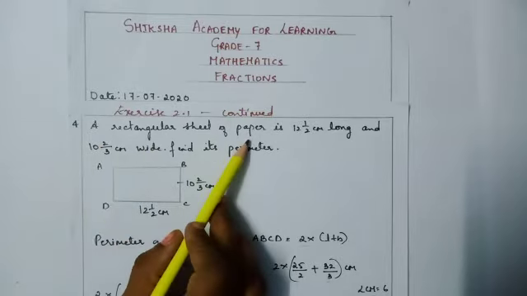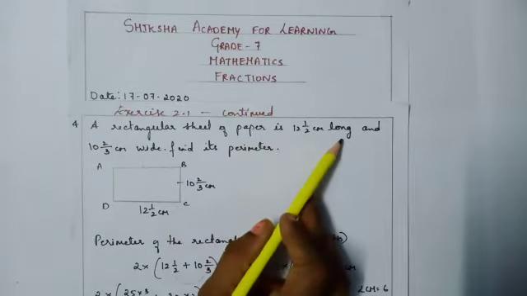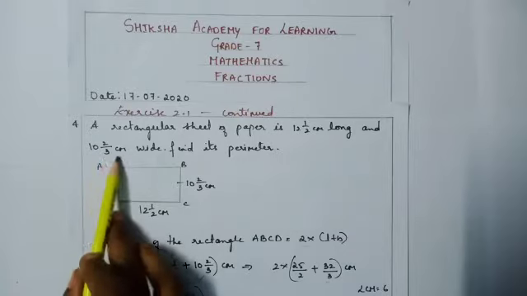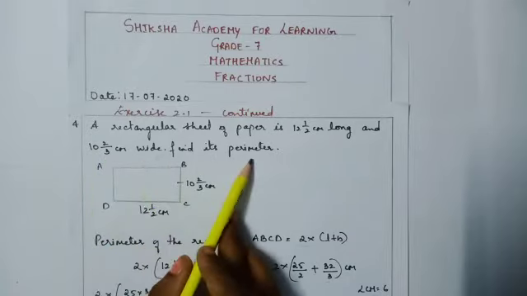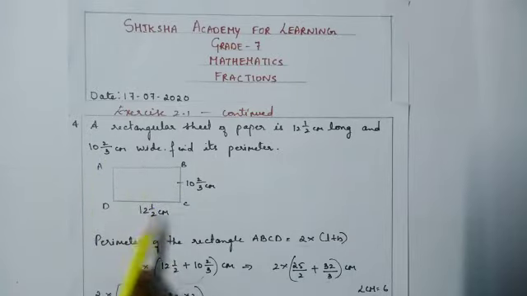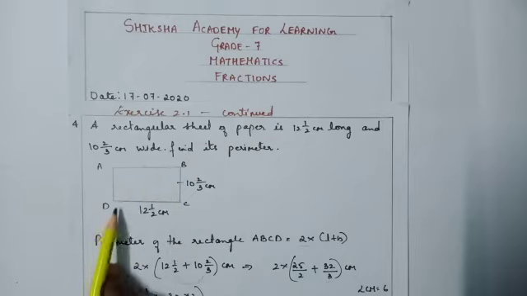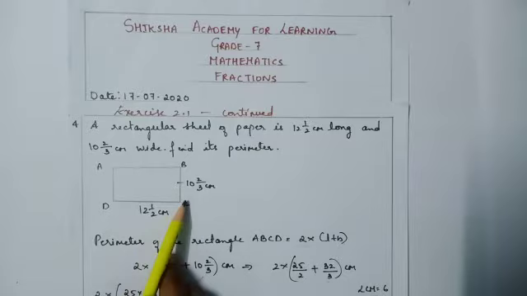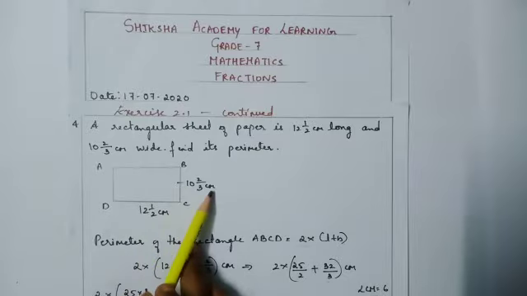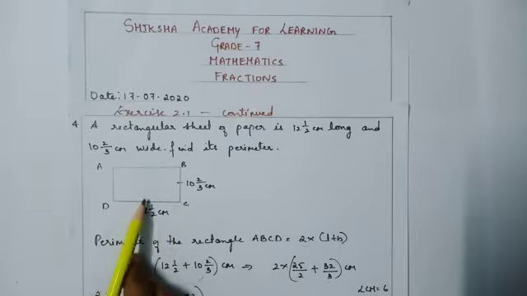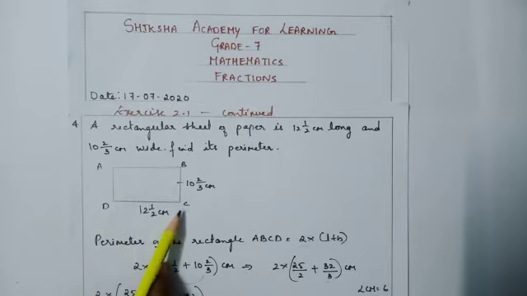A rectangular sheet of paper is 12.5 centimeters long and 10 2 by 3 centimeters wide. Find its perimeter. Let ABCD be the rectangular sheet whose length is 12 1 by 2 centimeters and the width is 10 2 by 3 centimeters. We know opposite sides of the rectangle will be equal. That is AB is equal to DC, AD is equal to BC.